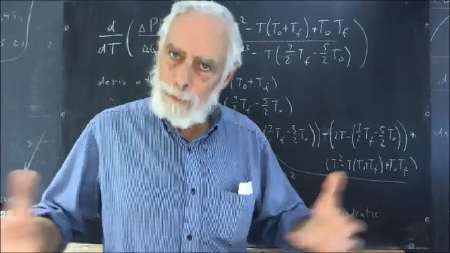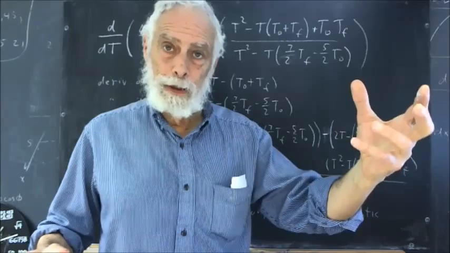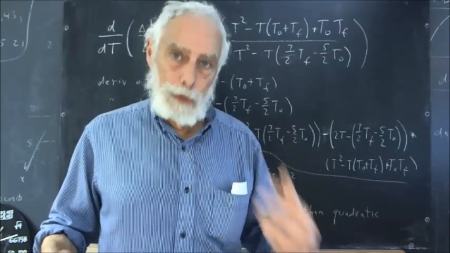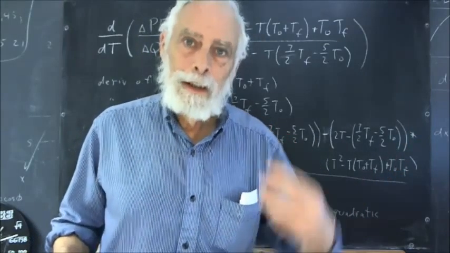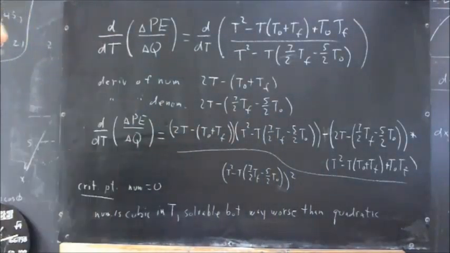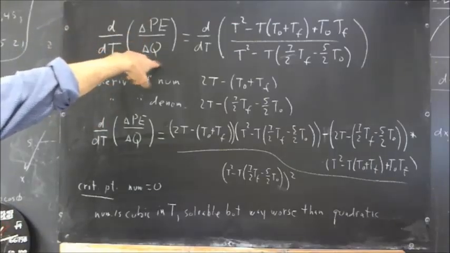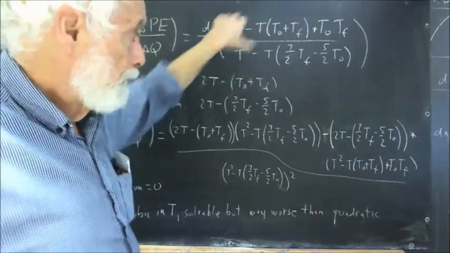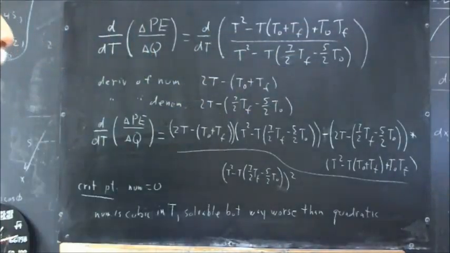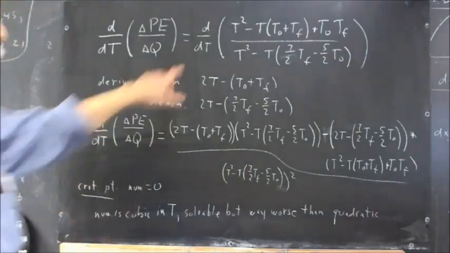So you should think about how you're going to do that. We have the expression for the potential energy change per unit of heat added. How do we maximize it? Well, just a simple exercise in calculus. We take the derivative of the quantity, and right here it is. I've written it out a little more clearly than before, just because I had a little better board space to do that with. Okay, but here it is.